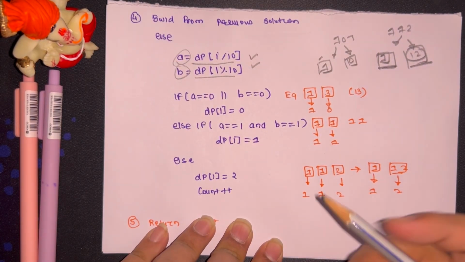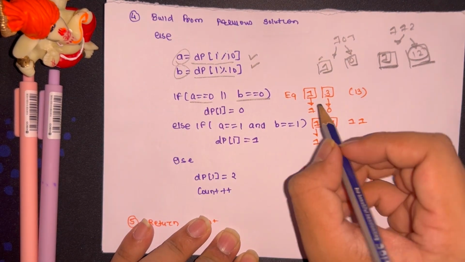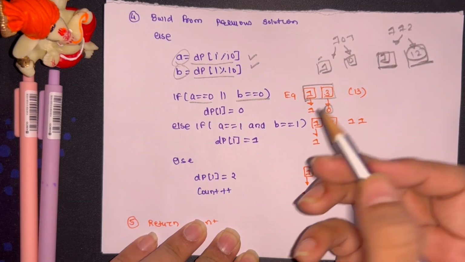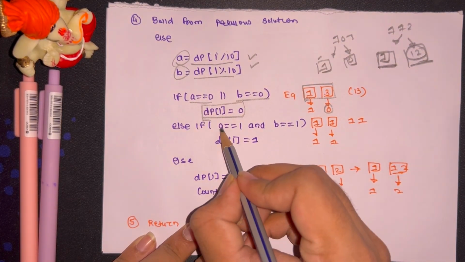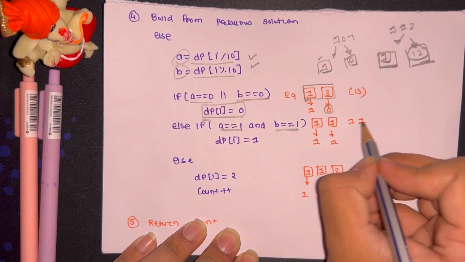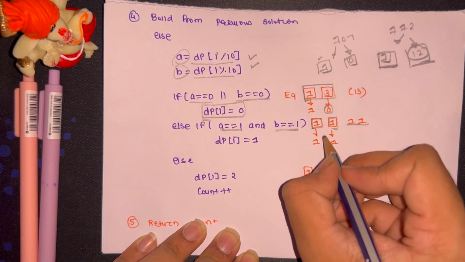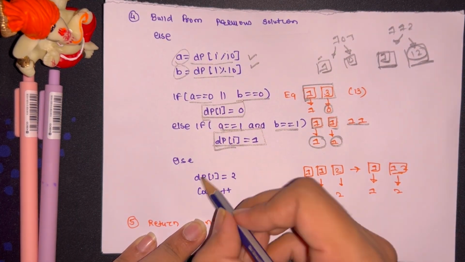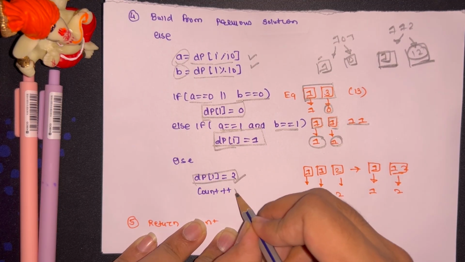So after this, we are just checking if a equal to 0 or b equal to 0. Consider this case 1, 3. Here we have 3 as 0, then this is not a valid number. We are just putting dp of i equal to 0. Second is a equal to 1 and b equal to 1. Consider 11. It will be broken down as 1 and 1. So we get 1 and 1 here, so we will write dp as 1. Else we will set dp of i equal to 2, and we'll increase the count.